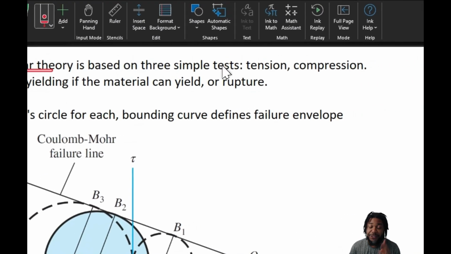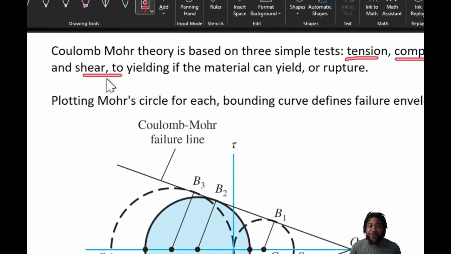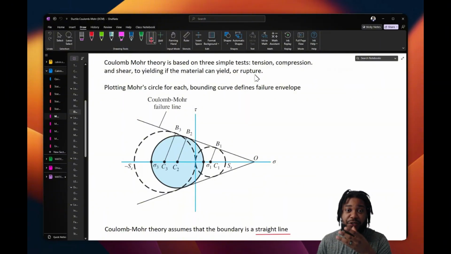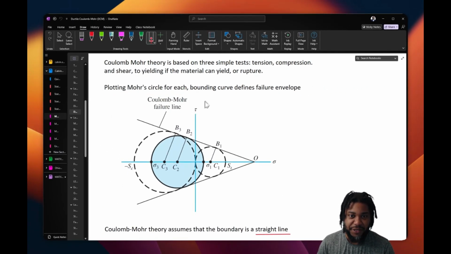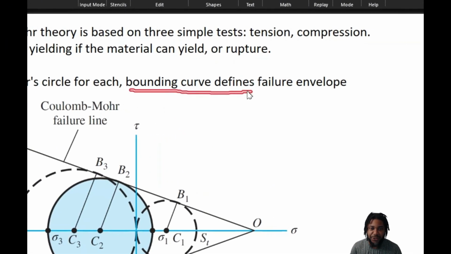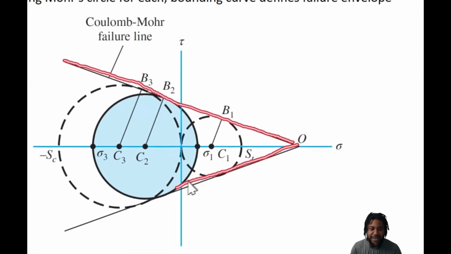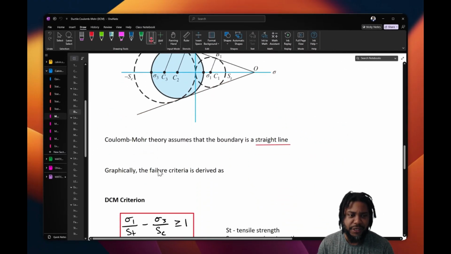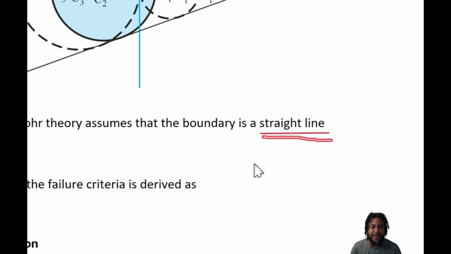So the Coulomb-Mohr theory is based on three simple tests: a tension test, compression test, and a shear stress test. We take those tests to yielding, or we can take those tests to rupture, and define the yield surface or the rupture surface. We take those experiments and plot Mohr's circle for each test and define some bounding curves to find our failure envelope. An important thing to note, in the Ductile Coulomb-Mohr theory, we assume that that boundary is a straight line.